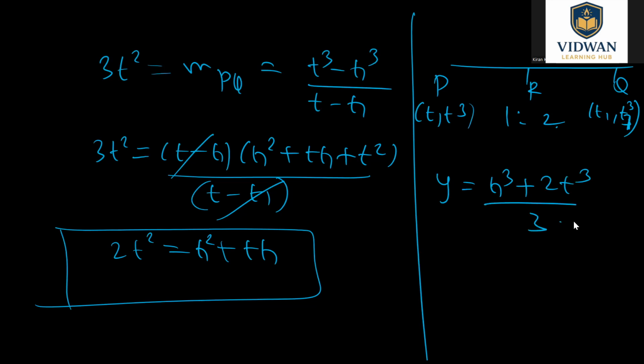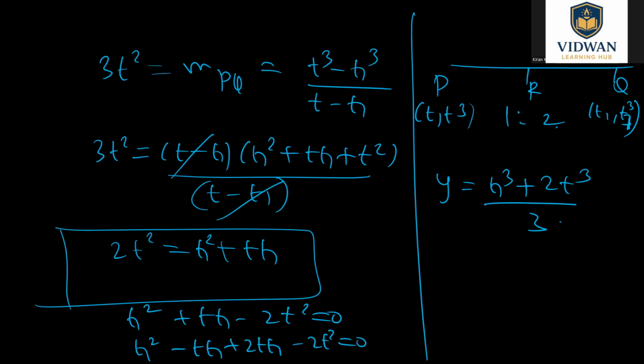But this answer you want in terms of t, so t1 has to be eliminated. You can eliminate that using this result. So what is the relation you are getting? t1 square plus t1 t minus 2t square equal to 0. You try to factorize this. You can split the middle term as minus t1 t plus 2 t1 t, minus 2t square equal to 0. So factorize this. t1 into, what does it give you?